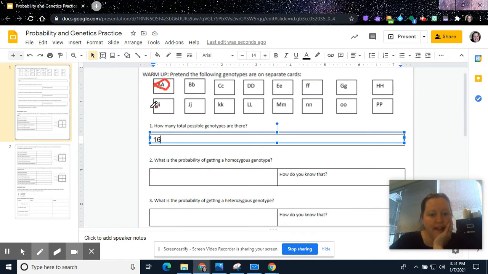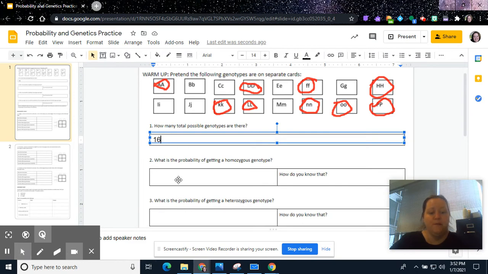have two uppercase A's. These are heterozygous. This one has two lowercase K's, two uppercase L's, two uppercase D's. Those are heterozygous. These are homozygous because they're the same. So are those, these, and these, they're all homozygous. So when you count, there's 1, 2, 3, 4, 5, 6, 7, 8, 9.